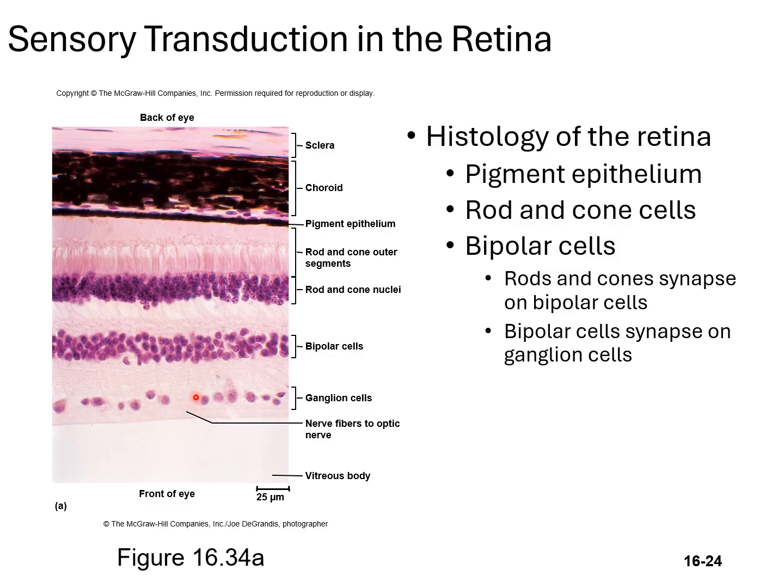You can see why the pigmented epithelium is right here, and those stray photons of light just get reabsorbed into that pigment. And then right behind that is your choroid with blood vessels and everything else.